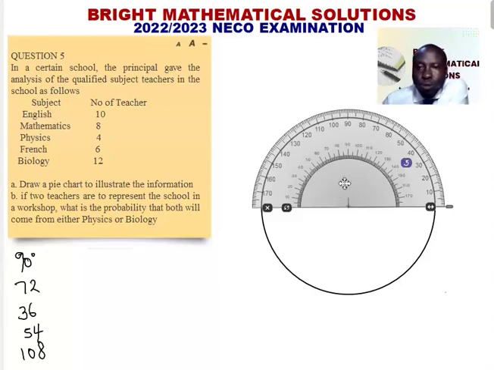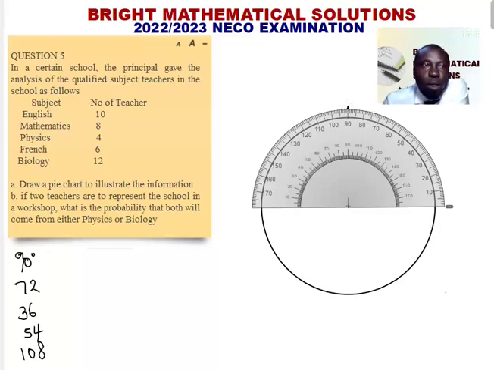Now, once you position your protractor and you ensure that the center of the circle matches with the center of the protractor, you now begin to measure. And the first one we are going to look for is 90 degrees. Now we can easily locate 90. So we are going to indicate this is our 90 degrees.